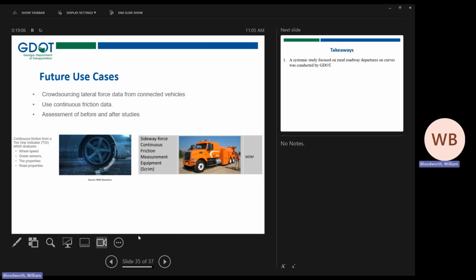Alternatively, you can get actual friction data on the curves. Right now, the way we collect friction data is by putting a device on the ground and stopping all traffic. You can get that from continuous friction devices. SCRIM is one of the companies. You'll see an example trailer that we have a little mini 3D printed model of, one more prop, of course, to share. And what that does is gives you the friction on the curves.